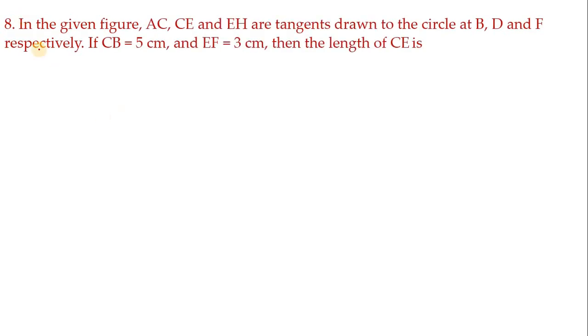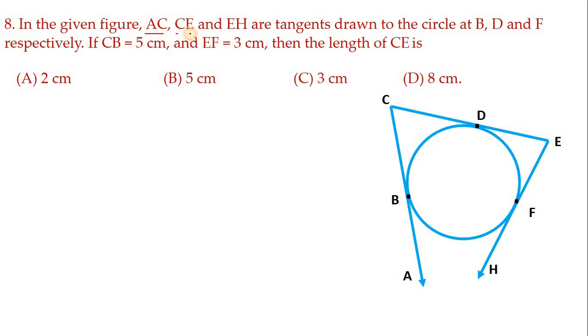Move on to the next one, children. In the given figure, AC, CE and EH are tangents. So look at the figure. AC, this full is AC, children. This full is AC, and this full is CE, and this full is EH. These are the tangents drawn to the circle at BDF. Means B is the point of contact. So when we draw CA as a tangent, and D also point of contact, and F also point of contact.